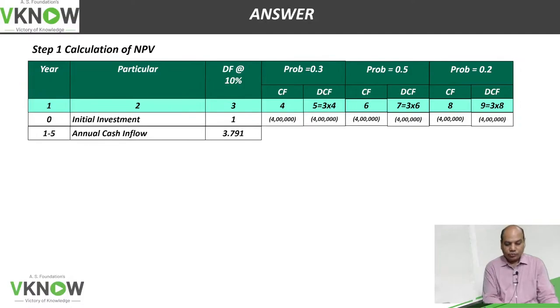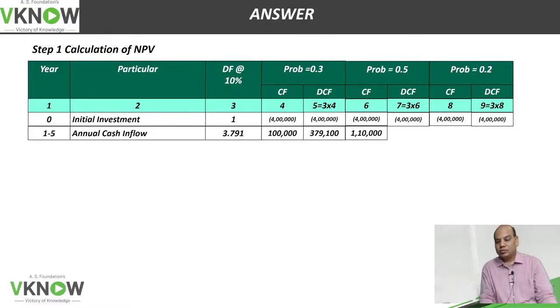Years 1-5, annual cash flow. Present value factor is 3.791. If first situation arises, annual cash flow will be 1 lakh. So multiply 1 lakh into 3.791, that is 3,79,100. Next, in second scenario, it is 1,10,000. 1,10,000 into 3.791 is 4,17,010. Third scenario, 1,20,000. The answer is 4,54,920. The DCF will be 4,54,920.